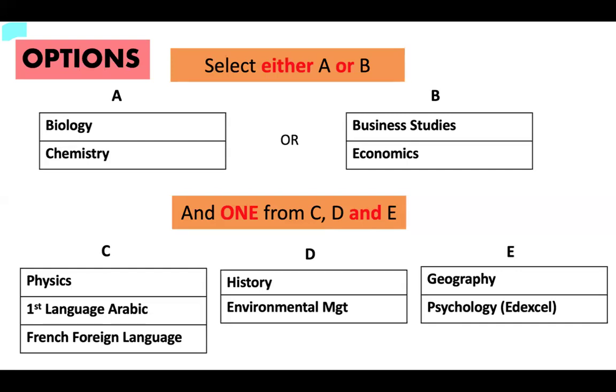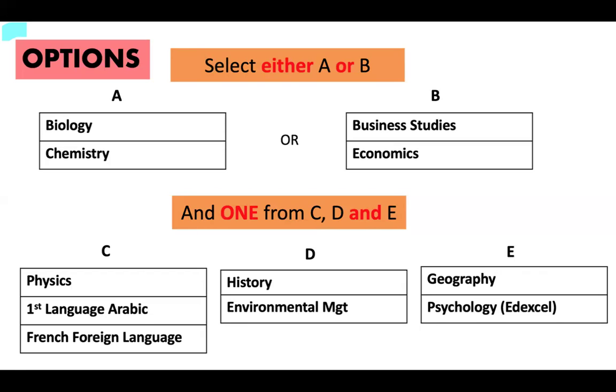Now, in Block D, we have history or environmental management. If you are totally hooked on the sciences, you could do Block A, physics in Block C, and environmental management in Block D. You'd have to really love science to do it, though. In Block E, geography and psychology, which is the EdXL board, not Cambridge. It doesn't matter, they're the same level. So you choose either A or B, plus one from C, one from D, one from E.